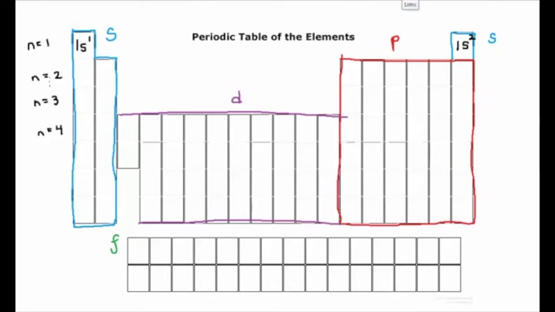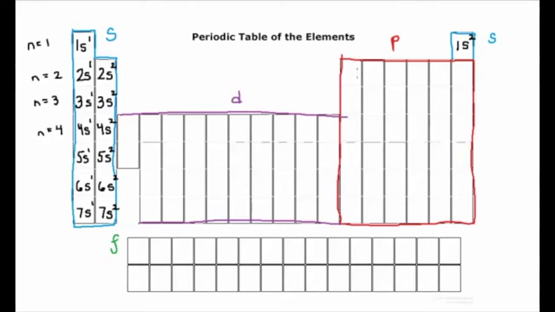Now I'm going to move down to the second energy level, so it's going to be 2s, and I'm going to be filling in the first electron for this energy level with this subshell. Then I'm going to put 2s2 here. Then this is going to be 3s1 and 3s2. So pause me for a second and fill in the rest of this.